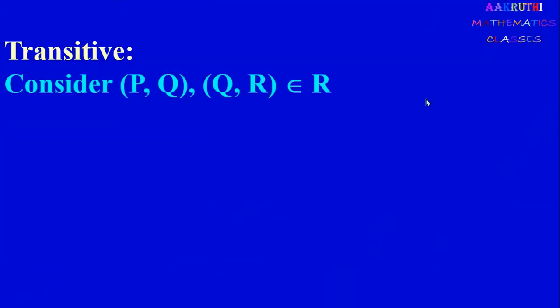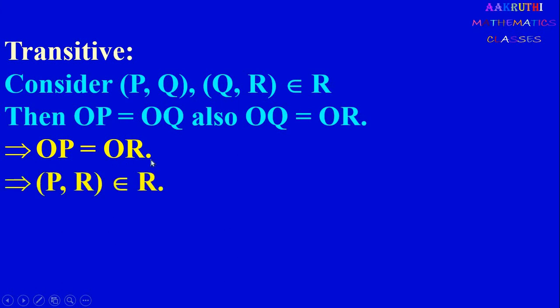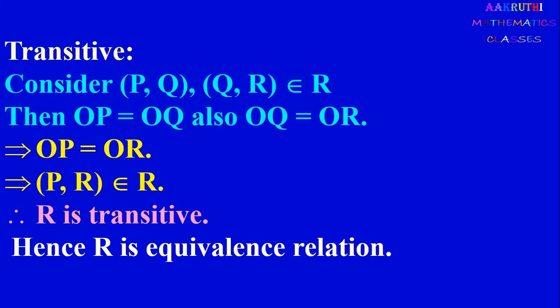So next it is transitive. We take (P, Q) and (Q, R) belongs to R. So then OP equal to OQ and also OQ equal to OR. If OP equal to OQ and OQ equal to OR, then we can write OP equal to OR. So therefore OP equal to OR implies (P, R) belongs to R. If (P, Q) and (Q, R) belongs to R, then (P, R) also belongs to R. So therefore R is transitive. Since R is reflexive, symmetric and transitive, R is an equivalence relation.